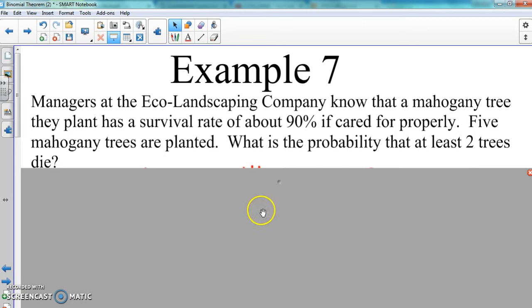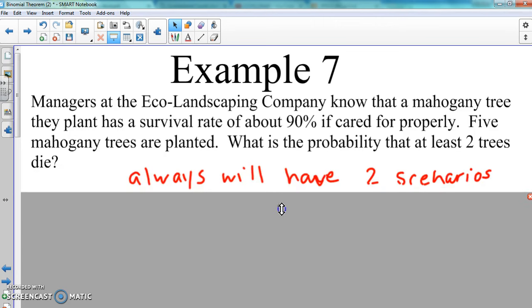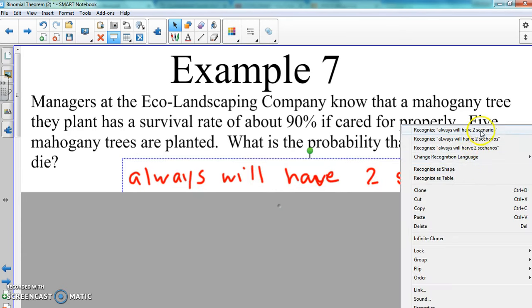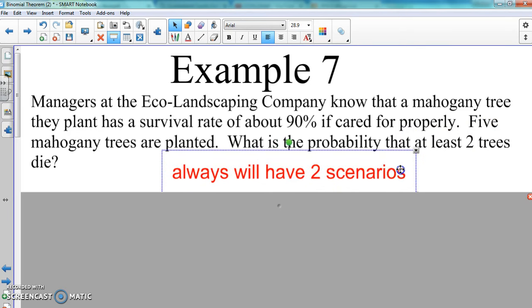So when we deal with problems like this, when it comes to binomial experiments, there's always going to be 2 scenarios that happen. You will always have 2 scenarios every time. And so here, what are the 2 scenarios that are going on? There's survival rate. If there's surviving, what's the other type of thing that could happen? Dying. So you can either have a survival or dying. So those are going to be our 2 scenarios, survive or die.